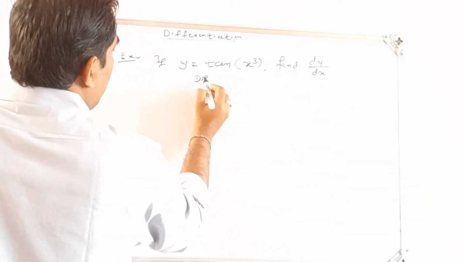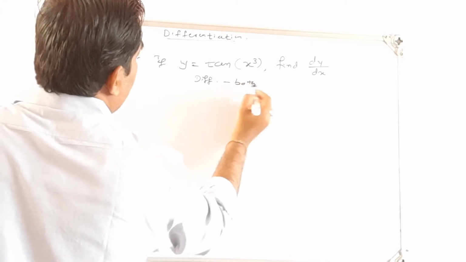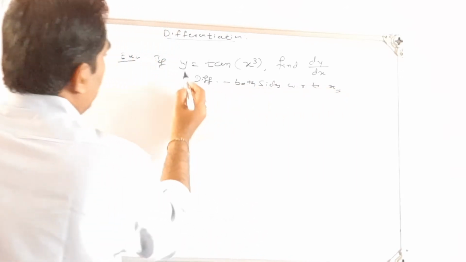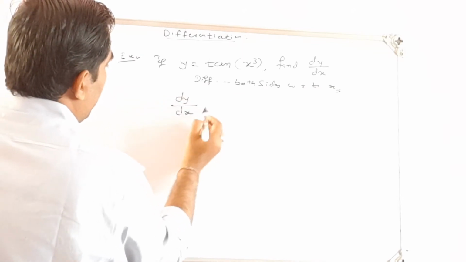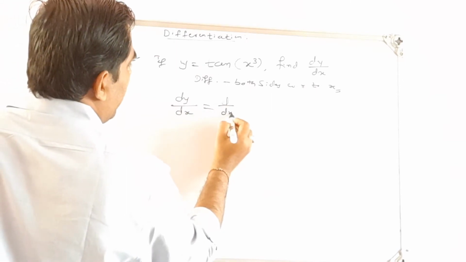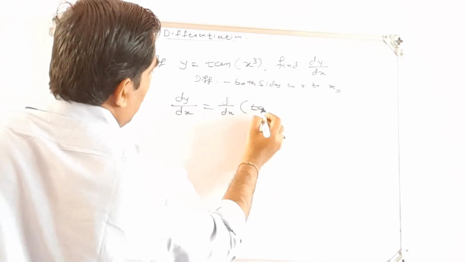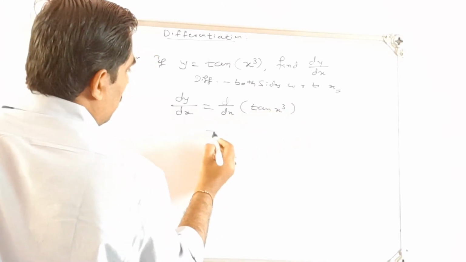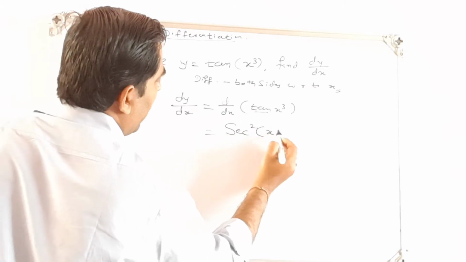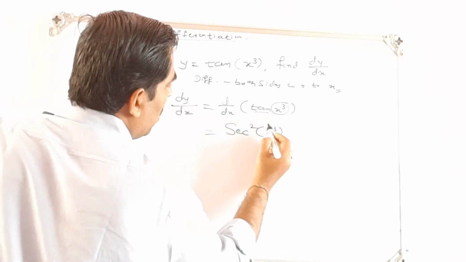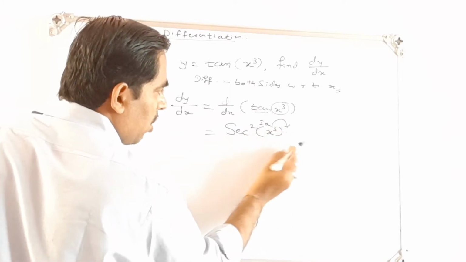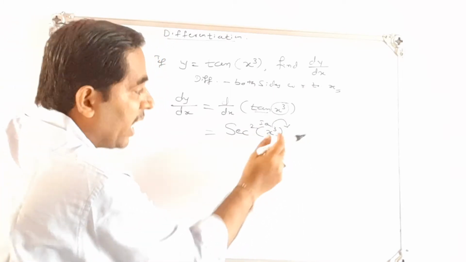So differentiate both sides with respect to x. Then dy by dx is equal to the derivative of tan x cube. What is the derivative of tan x? Secant square x. Here x means x cube, the inner quantity, as I told earlier. Then we have to write the derivative of this x cube. What is the derivative of x cube?